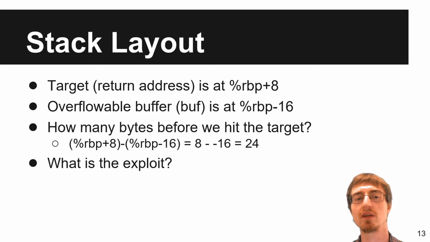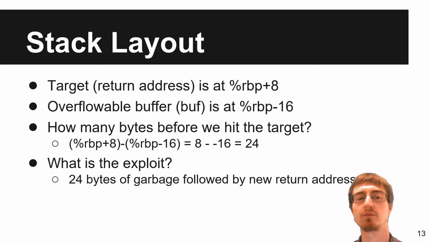So what is the exploit in this case? 24 bytes of garbage, anything that doesn't contain a null byte, because the null byte will terminate the string copy, and then followed by the new return address that we want to write on top of the current one.